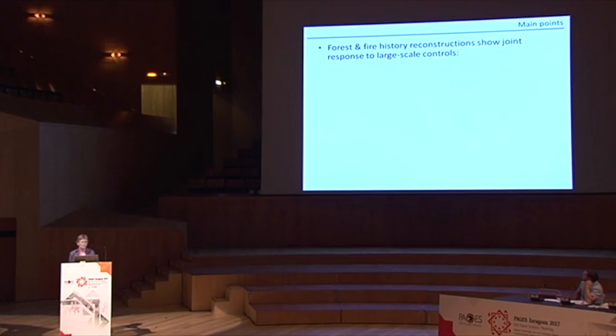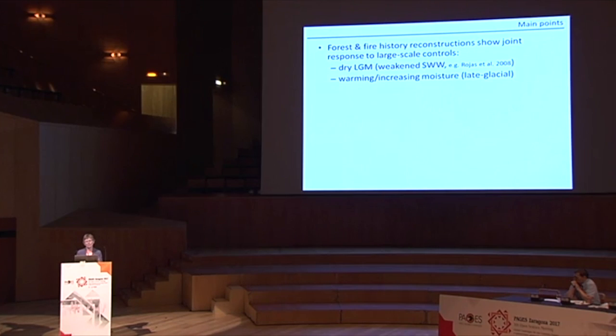So let me make my main points. I think these reconstructions show some joint responses to large-scale controls. First of all, the LGM in both regions seems to be a dry period, given the low number of trees, and this is probably due to weakened southern westerlies, which is shown in models.